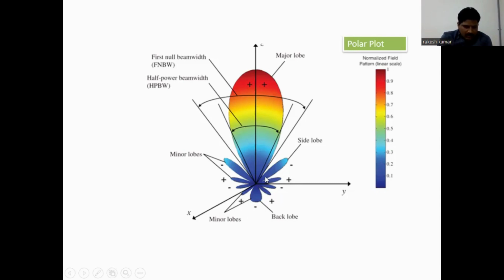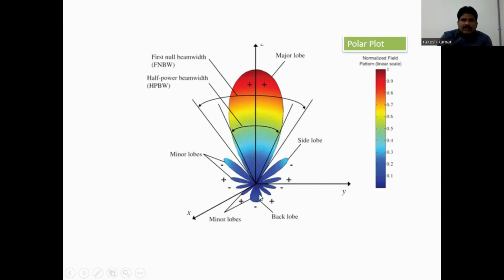What is meant by back lobe? A back lobe is a radiation lobe at an angle approximately 180 degrees opposite to the major lobe. So this is our major lobe, and this lobe is exactly 180 degrees opposite to the major lobe. So this lobe is called a back lobe.